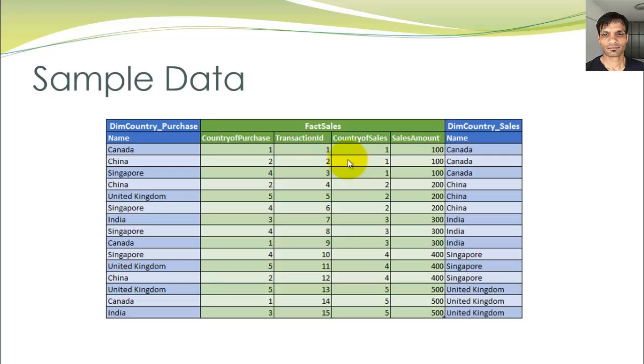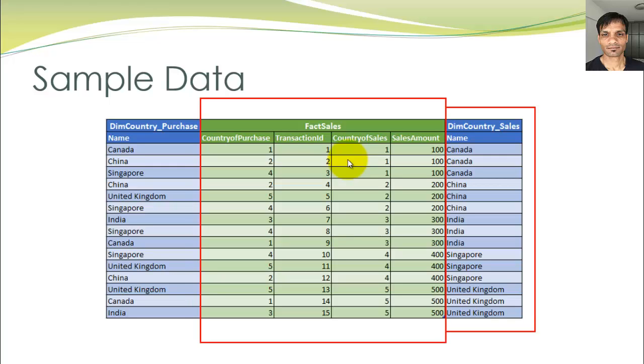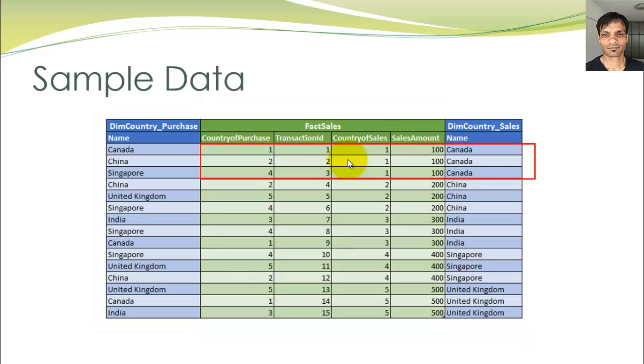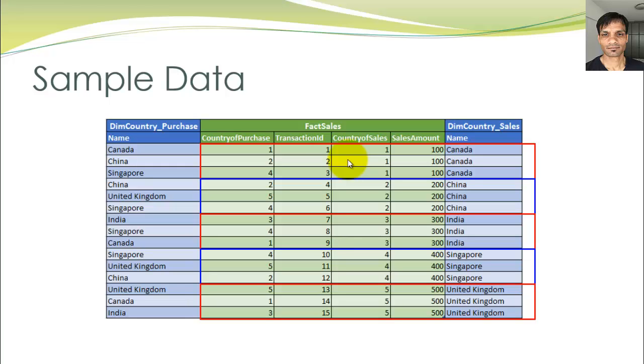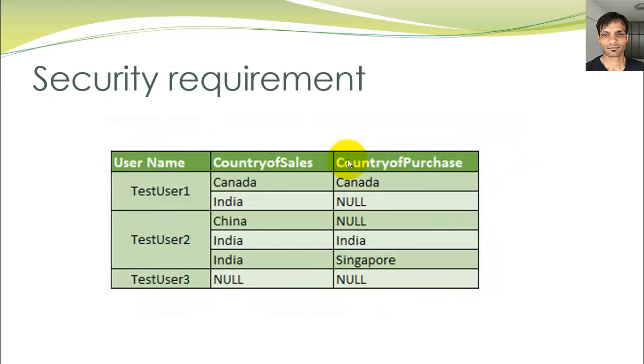On this slide, you can see data from fact table along with country of sales and country of purchase. As I said, I inserted 3 records for each country of sales. Once again we have these three users: test user 1, test user 2 and test user 3. Test user 1 wants to access all data where country of sales and country of purchase is Canada. He also wants to access all the data where country of sales is India and country of purchase can be anything.